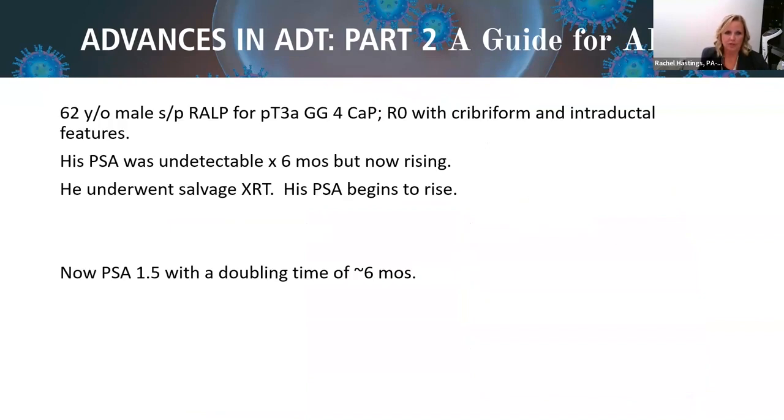So our first patient is a 62-year-old male, status post-prostatectomy for pT3a Gleason grade 4 disease with high-risk features. His PSA was initially undetectable for 6 months, but now rising. As part of our evaluation, we want to know what his PSA doubling time is. Is it rapid, less than 9 months, or slow? And what his overall PSA is.